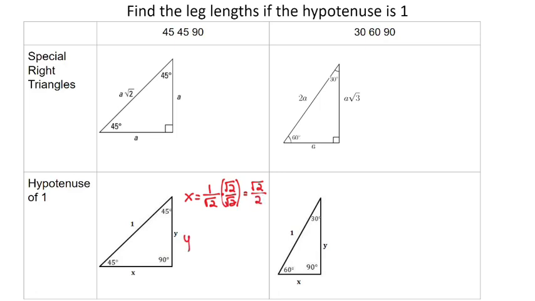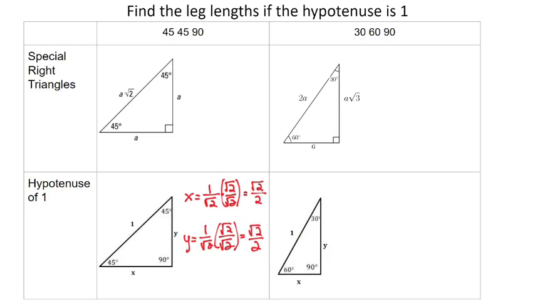Well, the good news is finding y will be the same process, because to find this leg, you would take the hypotenuse and divide by the root of 2. So we could show this math again, but it's not really necessary because we're going to find that if the hypotenuse is 1, both of these legs, since they're congruent, will have a length of root 2 over 2.